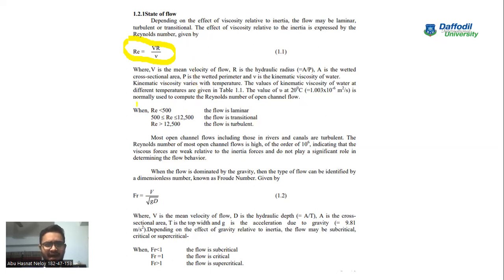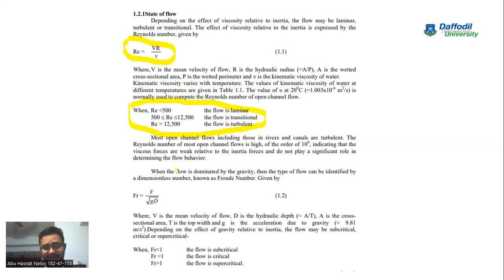So here are the conditions regarding the effect of viscosity or Reynolds number. If the Reynolds number is less than 500, then the flow type is laminar. If the Reynolds number is between 500 and 12,500, then the flow type is transitional. And if the Reynolds number is greater than 12,500, then the flow type is turbulent.